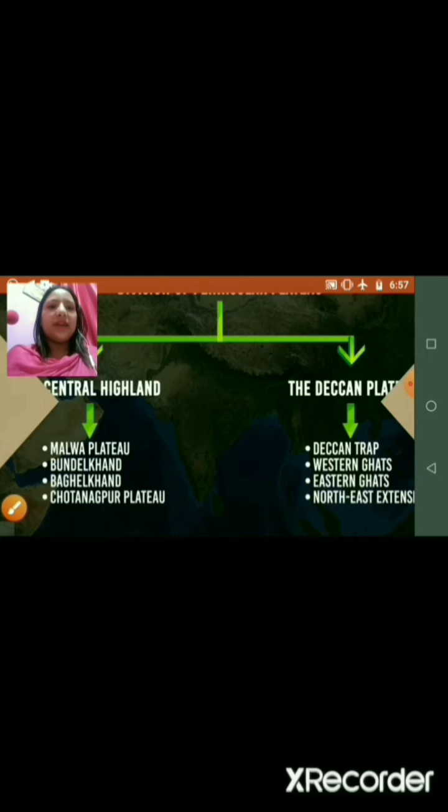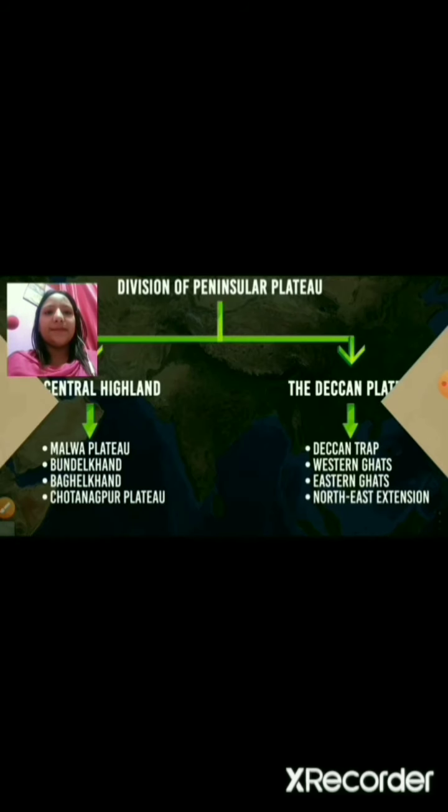Okay, now we will see the Central Highland. This region lies north of the Narmada river between the Aravallis in the north and the Vindhyas range in the south. It covers the major portion of the Malwa Plateau in Madhya Pradesh. Malwa Plateau, you see here.